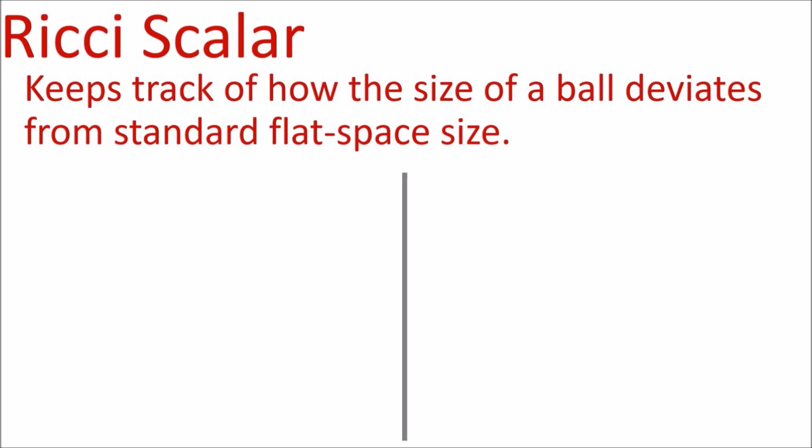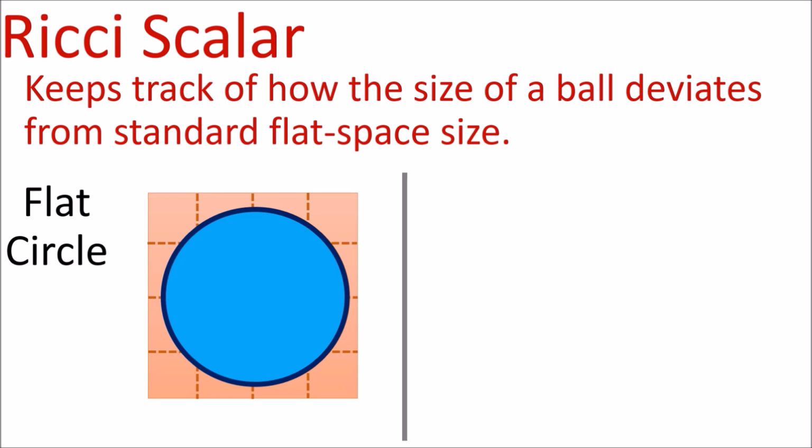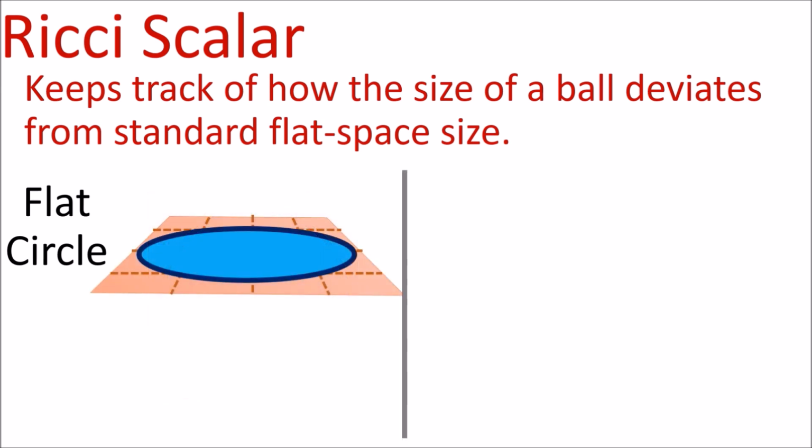Now, the Ricci scalar keeps track of how the size of a ball in curved space deviates from the standard size of a ball in flat space. Now, when we're thinking in two dimensions, a two-dimensional ball is basically a circle. So if we were thinking of a plane in two-dimensional flat space, a two-dimensional ball would basically be a circle in this flat space. So thinking in two-dimensional flat space, if we took this circle, the area of this circle would be given by the blue colored portion on the inside, and this is the standard flat circle.